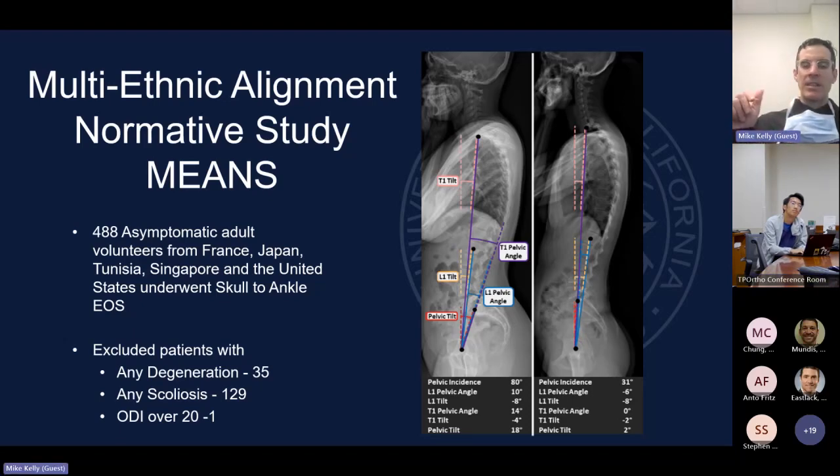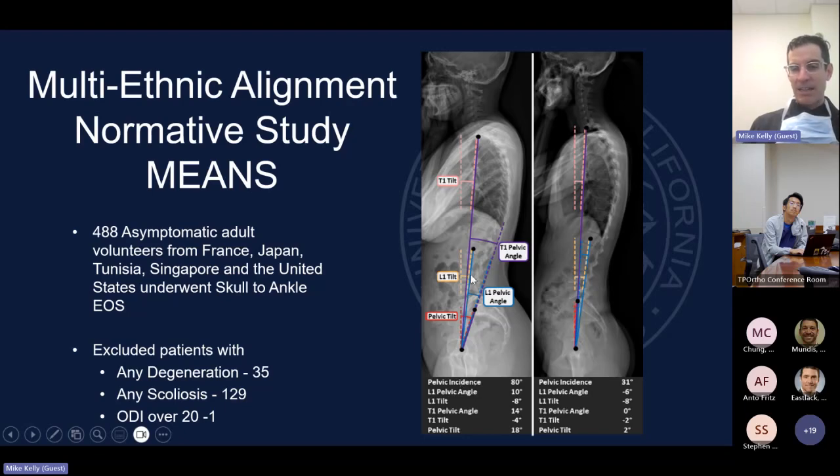And Roussouly, they talk about asymptomatic adults. I don't want asymptomatic adults because we know that degeneration more often than not is asymptomatic. What we wanted was people with no degeneration, no deformity, and somehow your ODI was supposed to be under 20 to get into this group. One person snuck in. So we eliminated everyone with anything that might affect their normal standing alignment. I wanted to see how people actually stood. And we measured everything. And interesting takeaways right away.